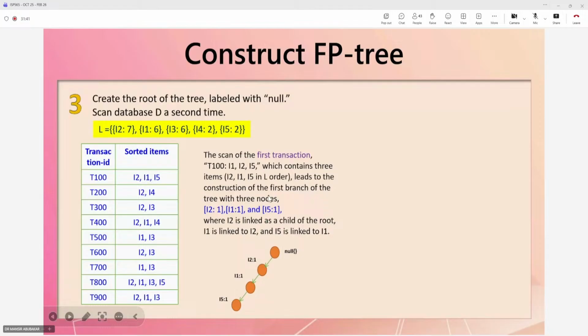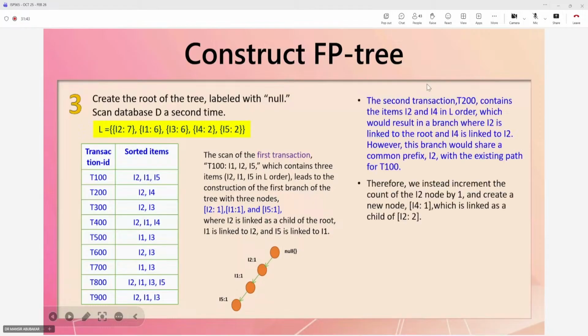So next, what are we going to do? The second transaction, we look at the transaction here, where we have I2 and I4. Remember in transaction 1, we have I2 again. So now transaction 2 contains the items I2 and I4 in L order, which will result in a branch where I2 is linked to the root and I4 is linked to I2.